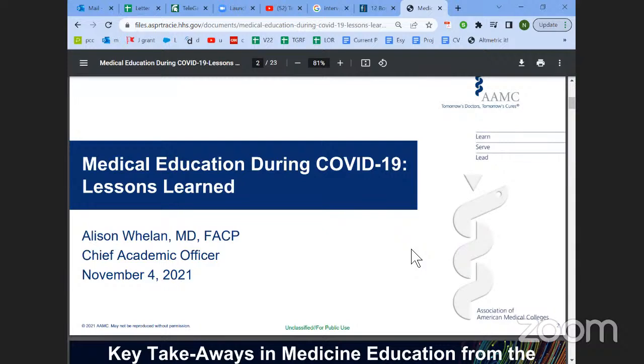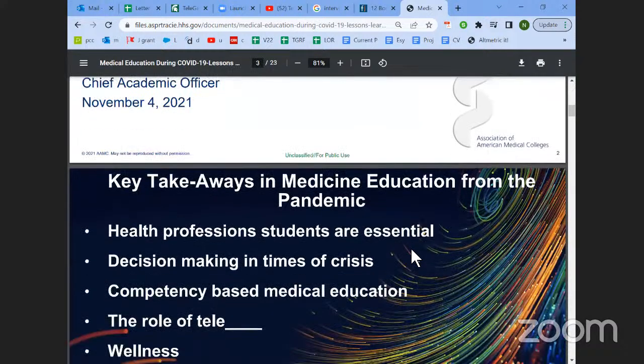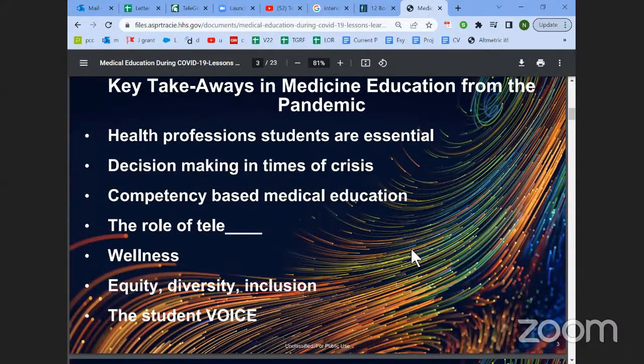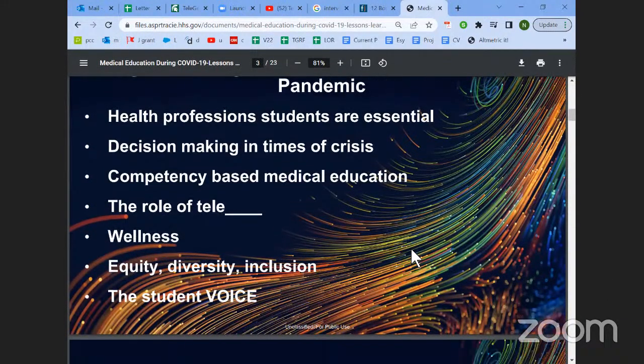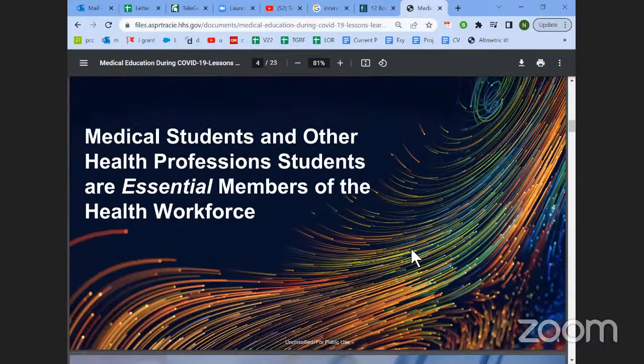So moving on to the next slide. So this is what we're going to discuss, and we moved on to the next slide as well. Okay, so medical students and other health profession students are essential members of the health workforce.